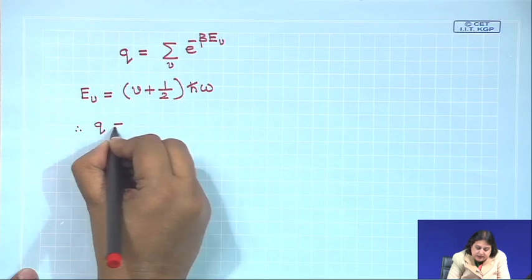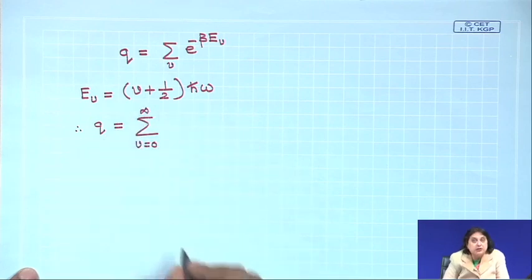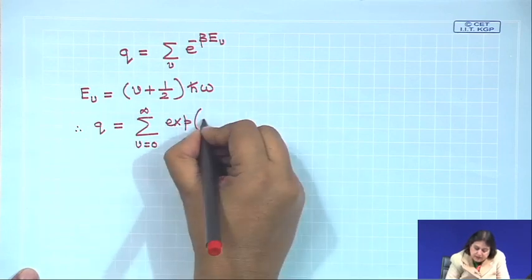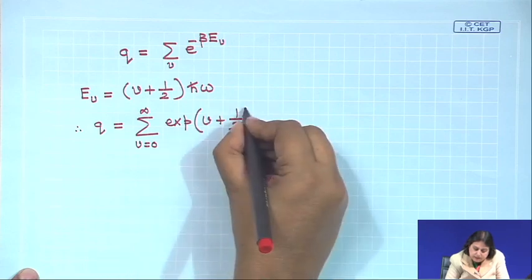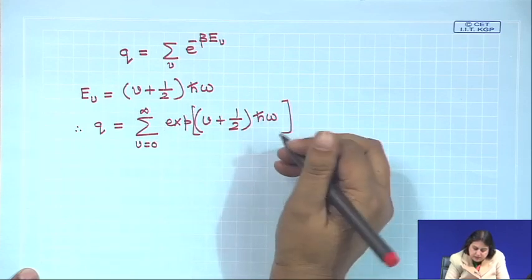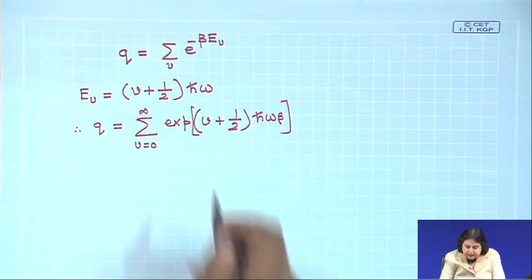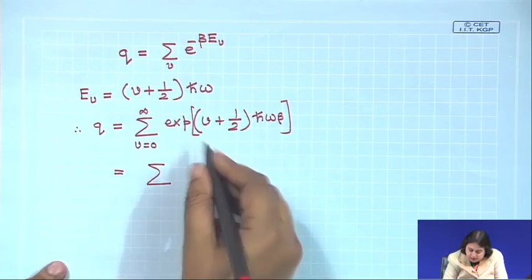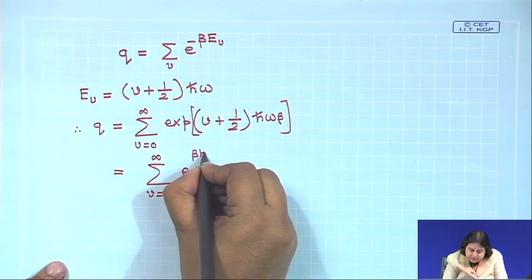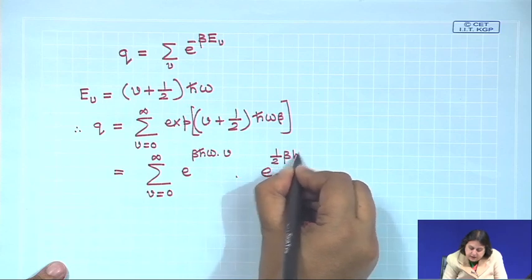So, I will say that q is equal to the summation over v going from 0 to infinity, because those are the allowed values of the vibrational quantum number, of exponential of minus (v plus half) h cross omega multiplied by beta. Okay. Now, I see that there are two portions within the summation. One portion is e to the power of minus beta h cross omega into v, another portion is e to the power of minus half beta h cross omega.